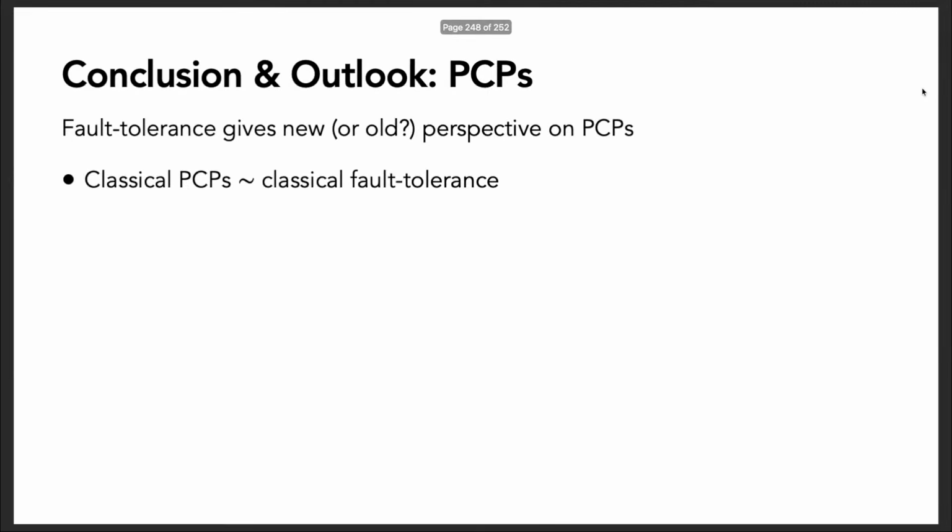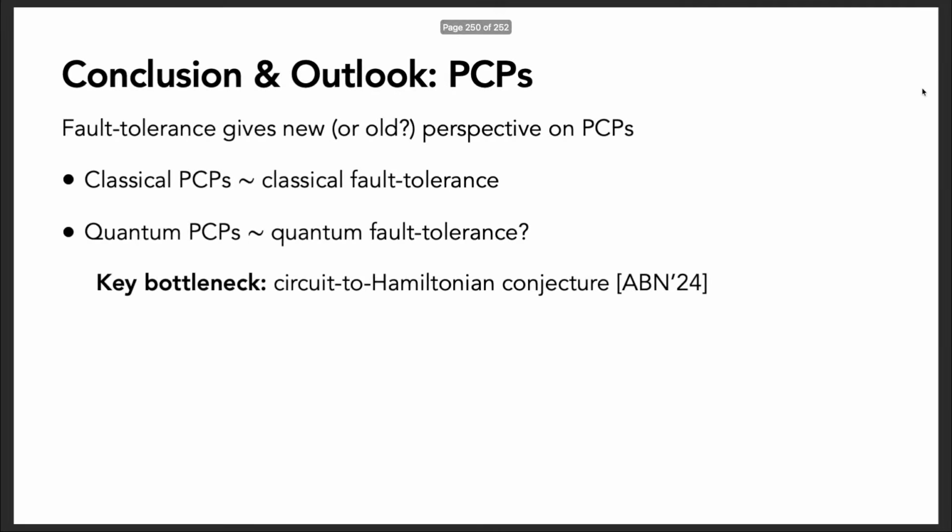On the PCP side, the whole point of this talk is that fault tolerance gives a perspective, I don't know if it's a new or old perspective, on PCPs. We saw how classical PCPs can be obtained from classical fault tolerance, and how hopefully quantum PCPs can be obtained from quantum fault tolerance. The key bottleneck for the quantum PCP question was the circuit Hamiltonian conjecture. It does seem like this fault tolerance perspective can be taken beyond what I talked about here.